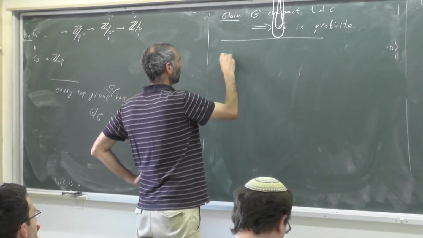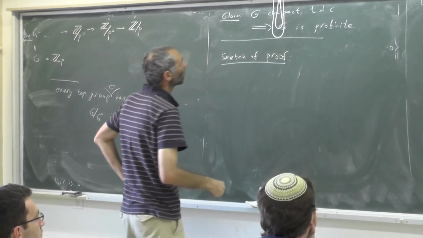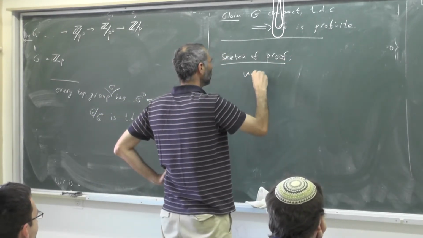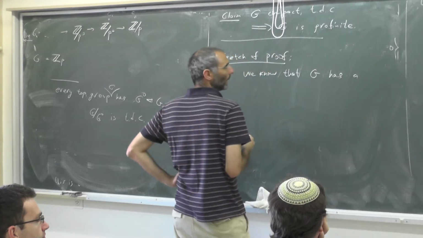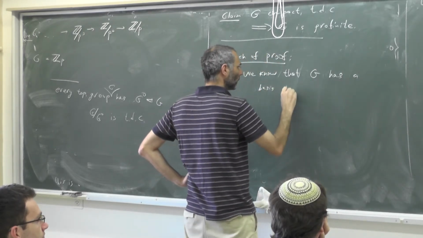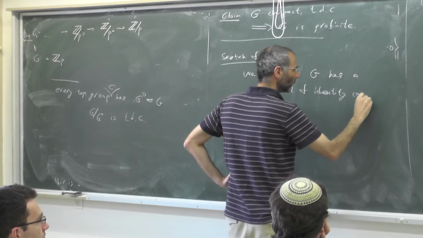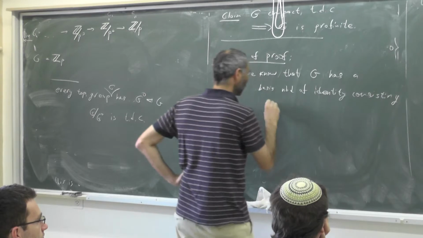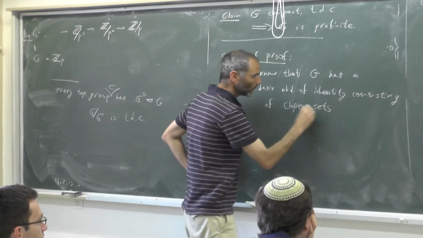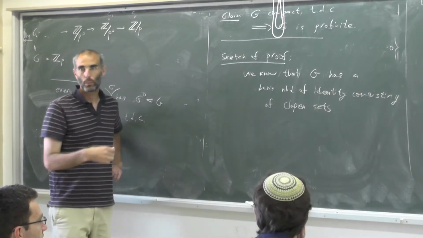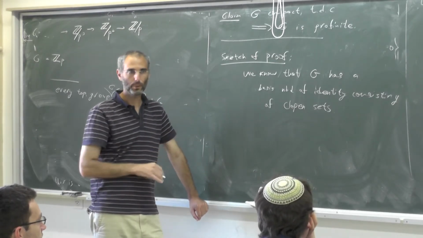Sketch of the proof. So we know that G has a basis of neighborhoods of identity consisting of clopen sets, sets which are open and closed. Right? So this is general topology. Every totally disconnected compact group has this property. It has a basis of neighborhoods which are open and compact. So this is an exercise. It's not a triviality, but it's not hard.